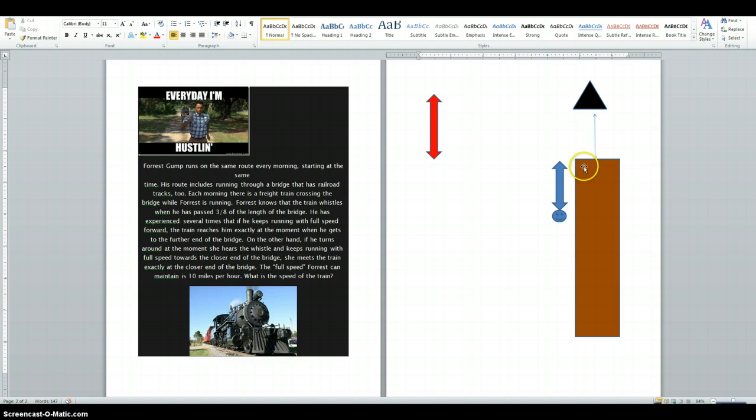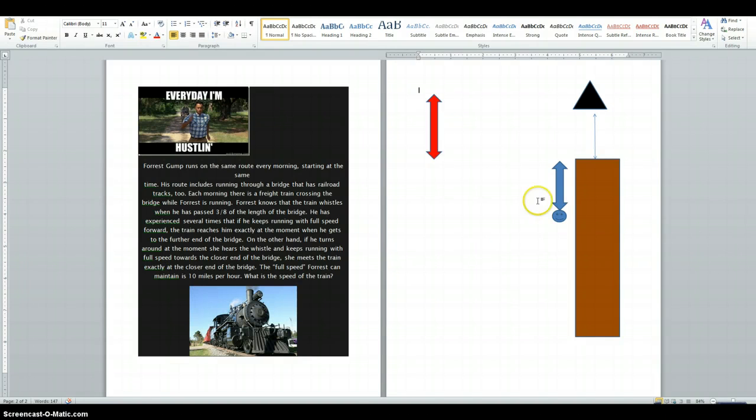But when Forrest hears the whistle, he's at 3/8, so he can do two things. One, he can go all the way to the end of the bridge and the train will meet him at the end of the bridge. Or two, he can turn around and run back to the beginning of the bridge where he'll meet the train at the beginning of the bridge. And this is the key to our solution. Now, since it's given us two distances, I'm going to use both distances.